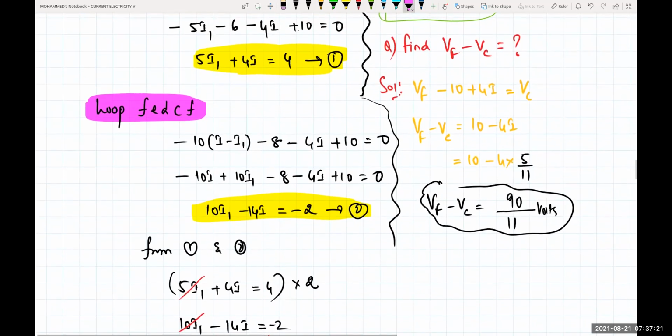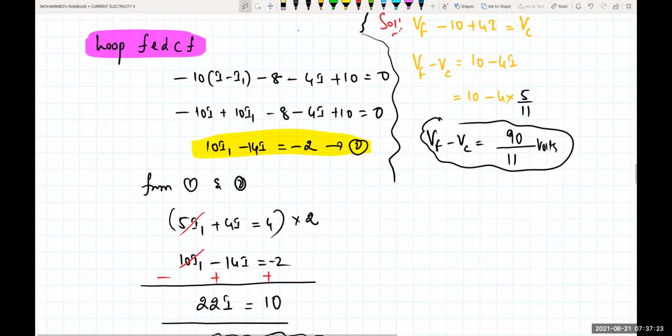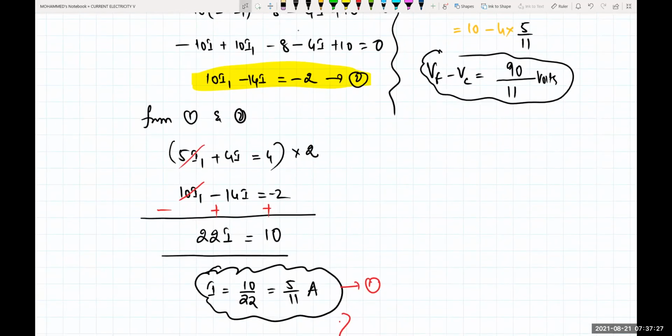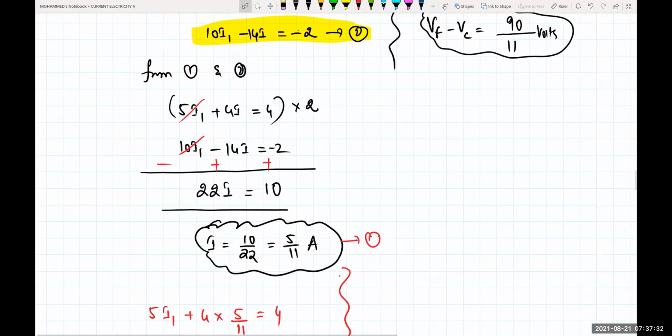What I'm doing is equation 1, I'm multiplying with 2. So it is 10I1 plus 8I is equals to 4 into 2, and 10I1 minus 14I is equals to minus 2. So I'm just simplifying that one. 2 into 5I1 is 10. So 10 gets cancelled. So that will be 8I minus 14I.